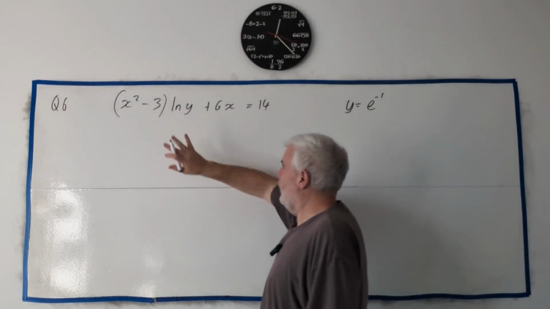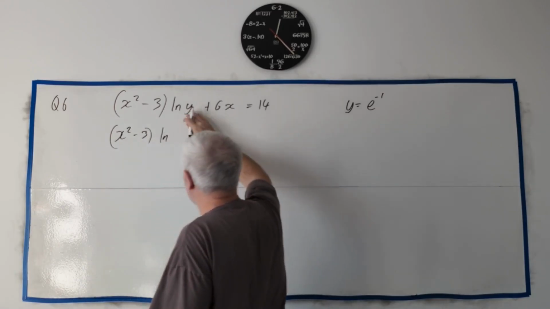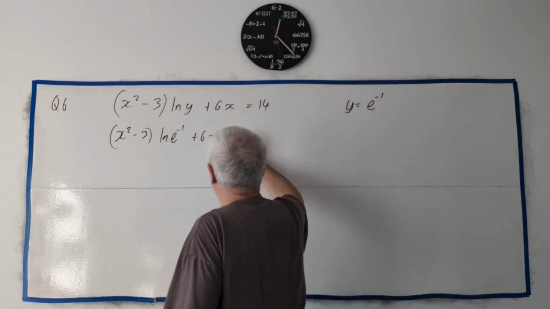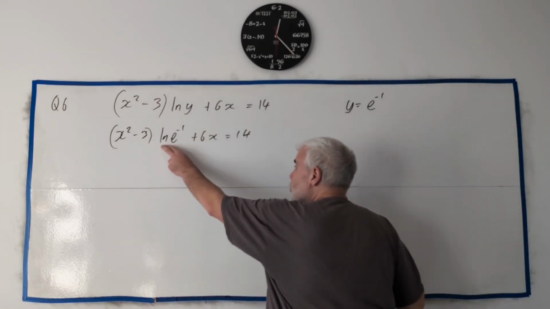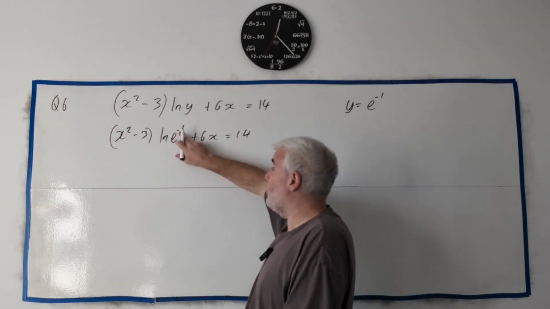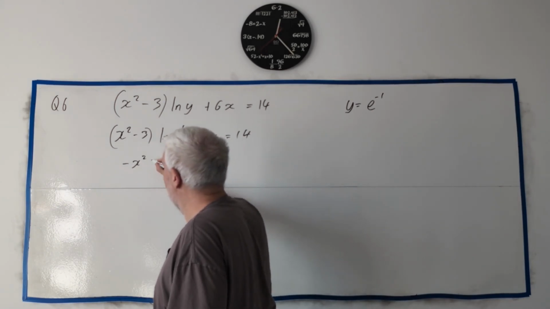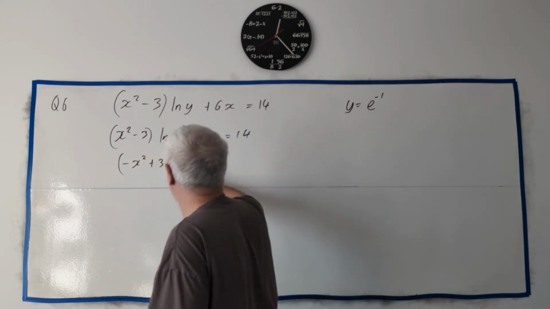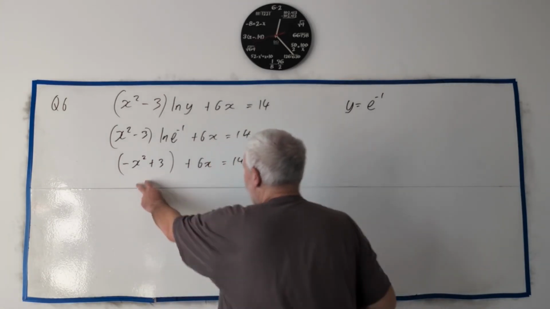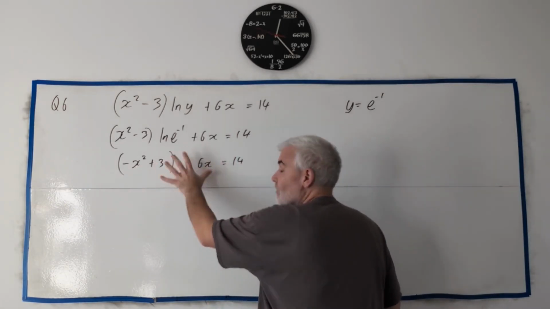Right, let's start off then. We rewrite this here with everything we know. X squared minus 3, it's just the y. Natural log of e to the minus 1 plus 6x equals 14. Now, natural log of e, they cancel each other. They destroy each other. So we're just left with a minus 1 in this part. Minus 1 multiplied by this is minus x squared plus 3 plus 6x equals 14. I don't need those brackets. This is a quadratic. We have an x squared, we have an x, and we have numbers.